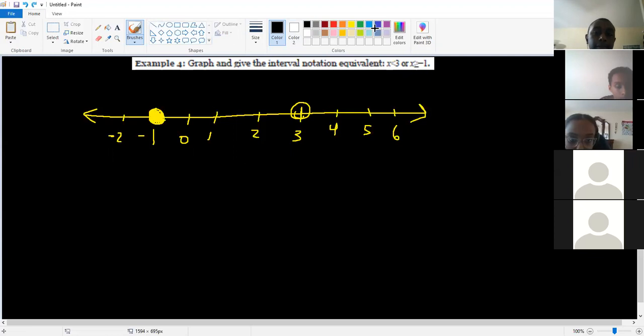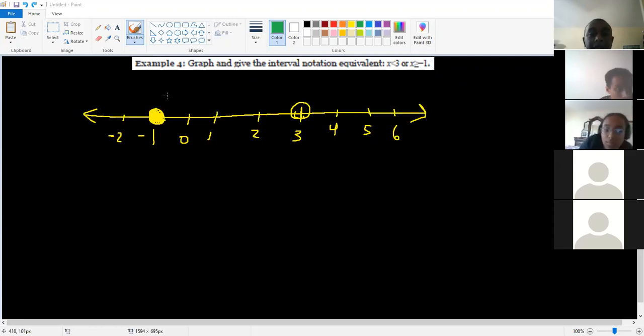Okay, so we have -1 here. We circle in -1 because it's inclusive right away. So x is greater than or equal to -1, so it's looking for all the values to the right of -1. Just follow along if you're not done yet. So -1, all the values that are greater than -1, we can shade in.